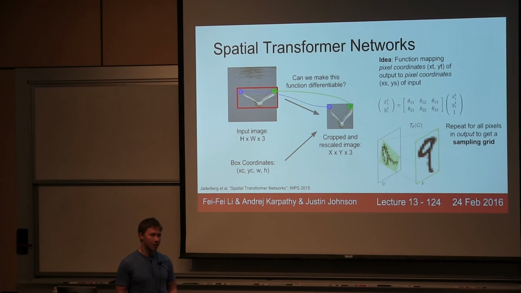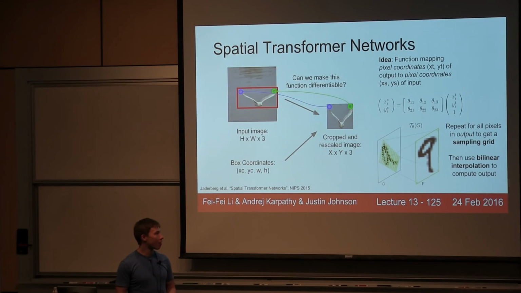And now, have any of you taken a computer graphics course? Not many? So this looks kind of like texture mapping, doesn't it? So they take this idea from texture mapping in computer graphics and just use bilinear interpolation to compute the output once we have this sampling grid.